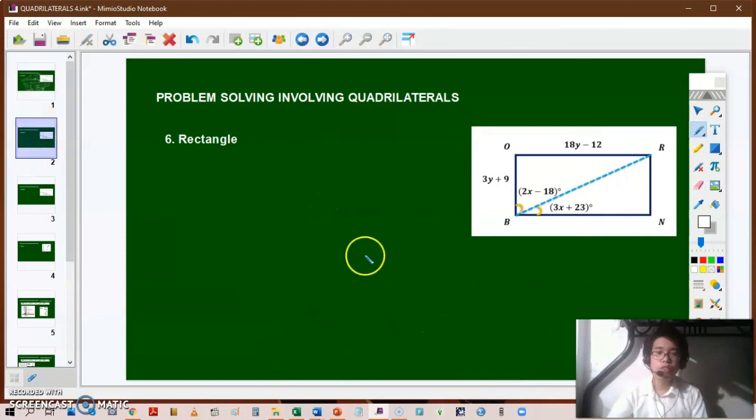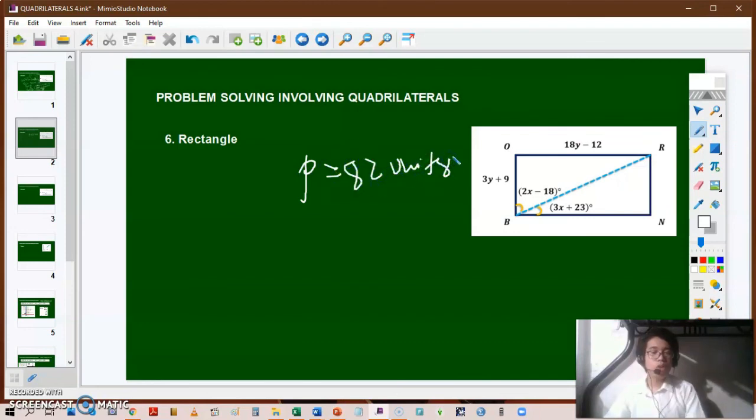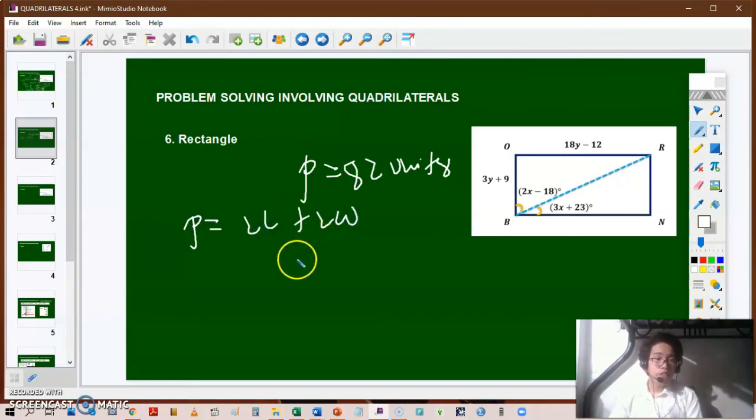So how do we solve for the value of y? Again, the perimeter of the rectangle is 82 units. So we have to identify the formula for the perimeter of a rectangle, which is equal to 2 times the length plus 2 times the width. And our given length there is going to be 2 times 18y minus 12.